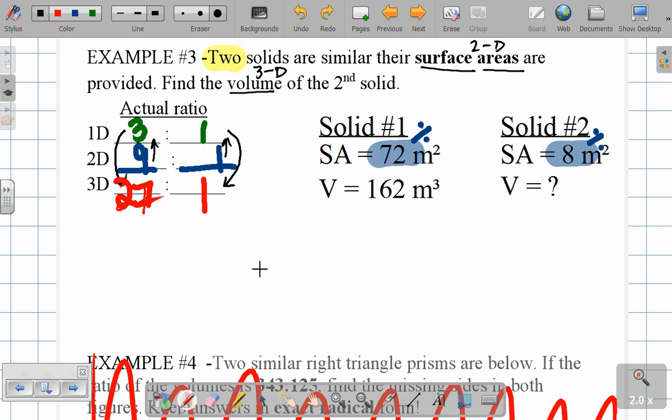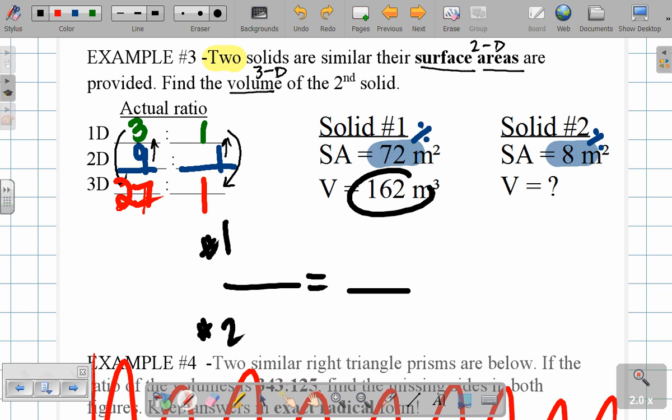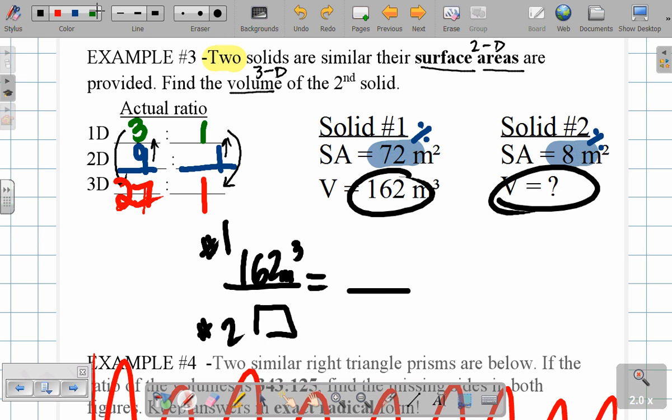Okay, now we're back to a proportion. I'm going to do solid 1. Fabulous, Nakai. Solid 2. So I am going from solid 1 volume, 162 meters cubed. Solid 2 volume, don't know it. But since we went this direction, that is going to be a 27 to 1. Yes, you may have a calculator. You got 30 seconds.